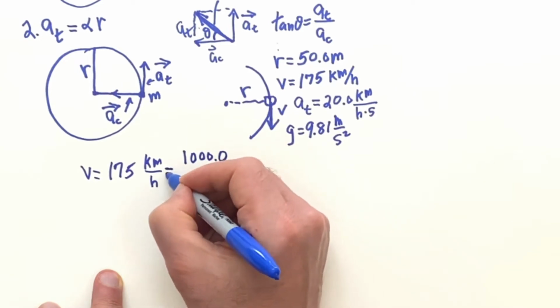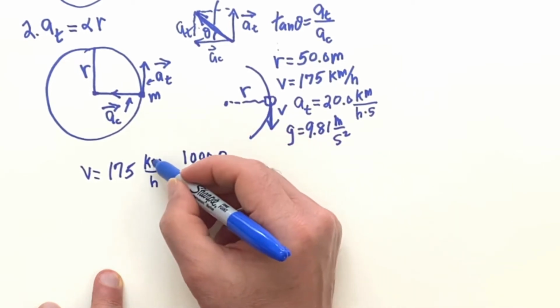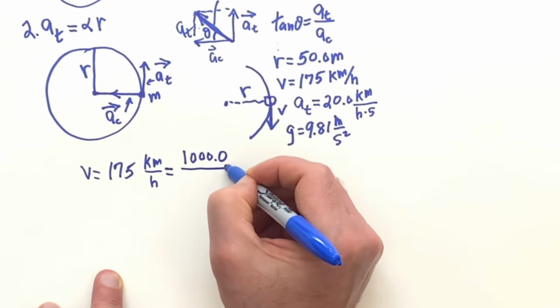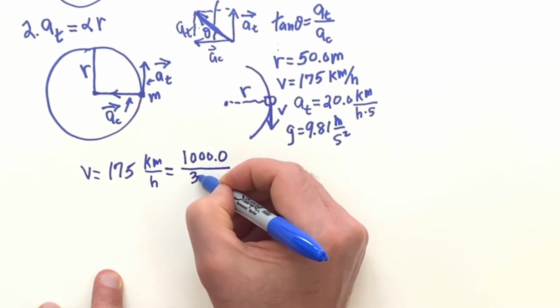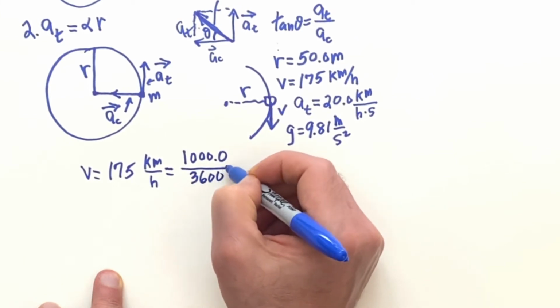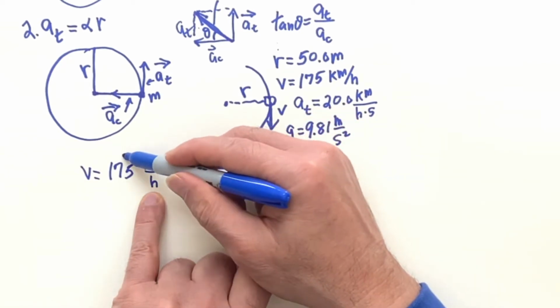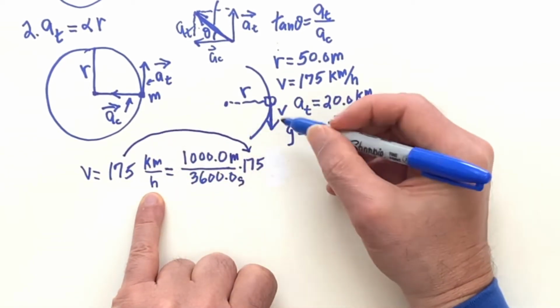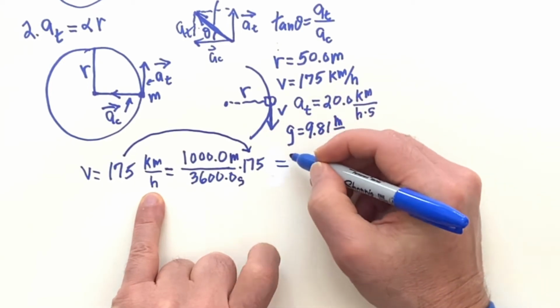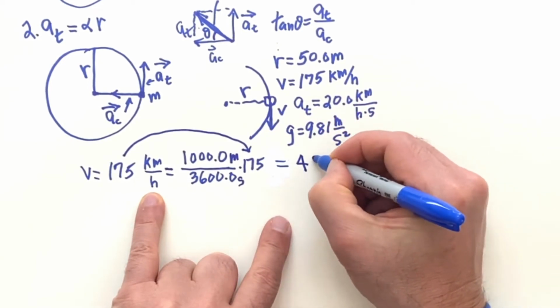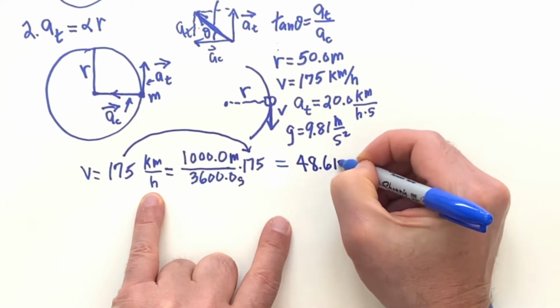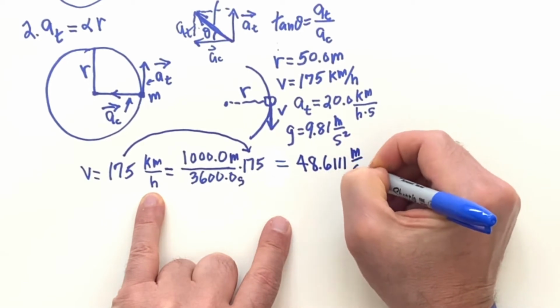Well, let's go ahead and say that's equal. And we'll put in 1,000 for the kilometers, and 3,600 for the seconds. We're simply writing this number down. So if we do that, we will get 48.6111, with the round off last, meters per second.